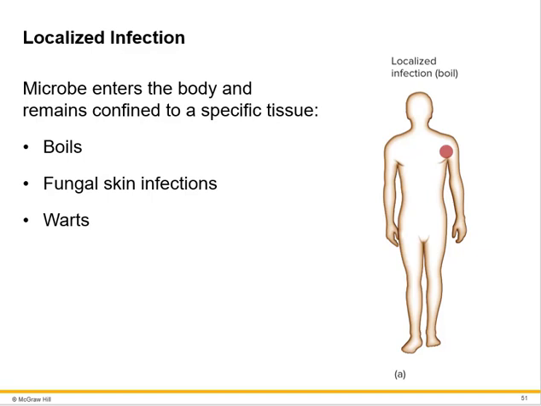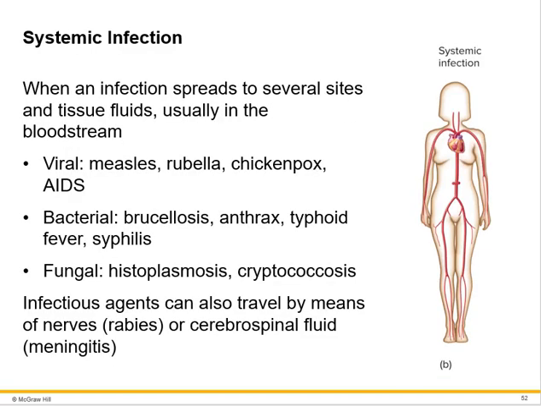An infection can be localized. It can cause damage locally, in a specific area of the body. It's confined to a specific tissue, like boils, furuncles, and carbuncles, which are all in specific areas. Fungal skin infections and warts are all localized examples.